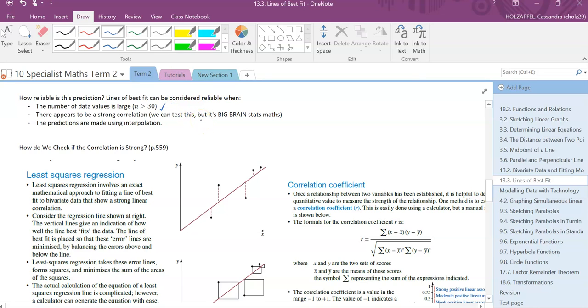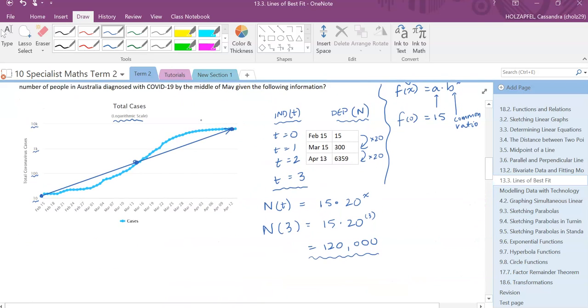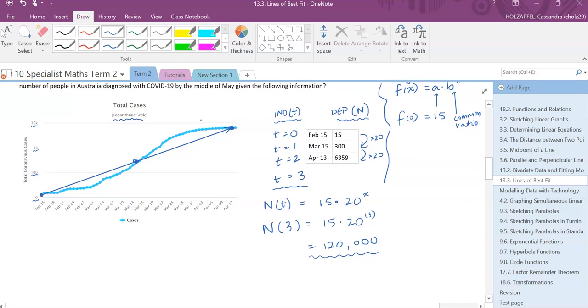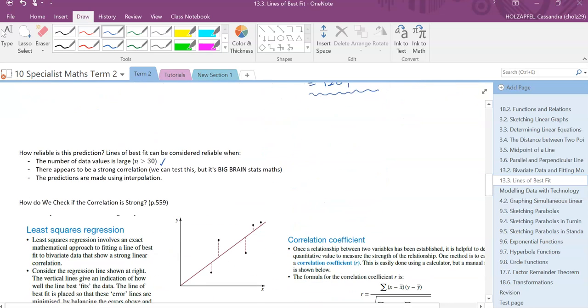So yes, I do have quite a large number of data points. There appears to be a strong correlation. I'm just looking at this. This to me does not look like it's going to be the best correlation because we do have quite a few points that are outside of this line. I think some sort of sigmoid curve would be a better description of this function rather than a linear one.